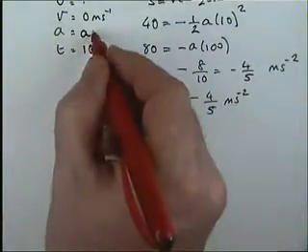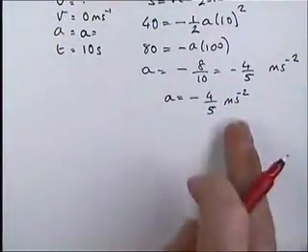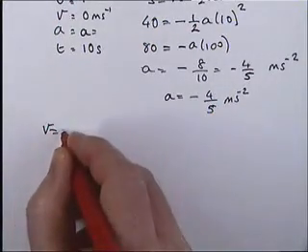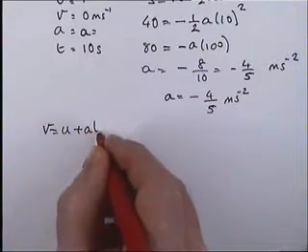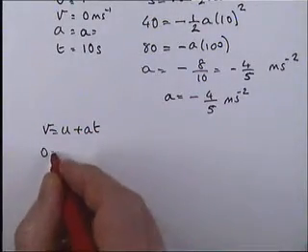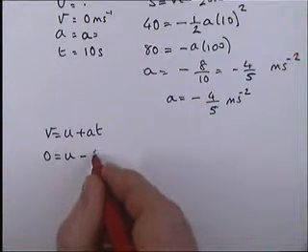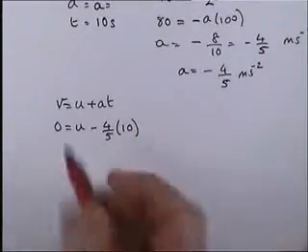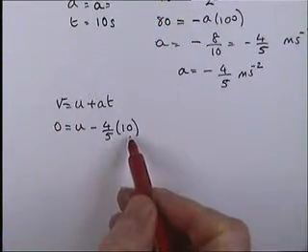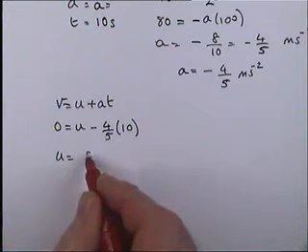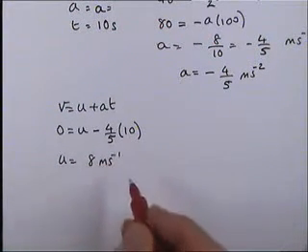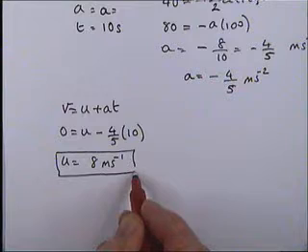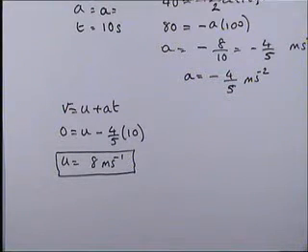Now I've got a equals minus 4/5, so I can choose a number of different formulae. I'm going to use v equals u plus at. So 0 equals u minus 4/5 of 10, because the final velocity is 0 after 10 seconds. So u equals 8 meters per second. So the speed of the toboggan at the bottom of the slope is 8 meters per second.